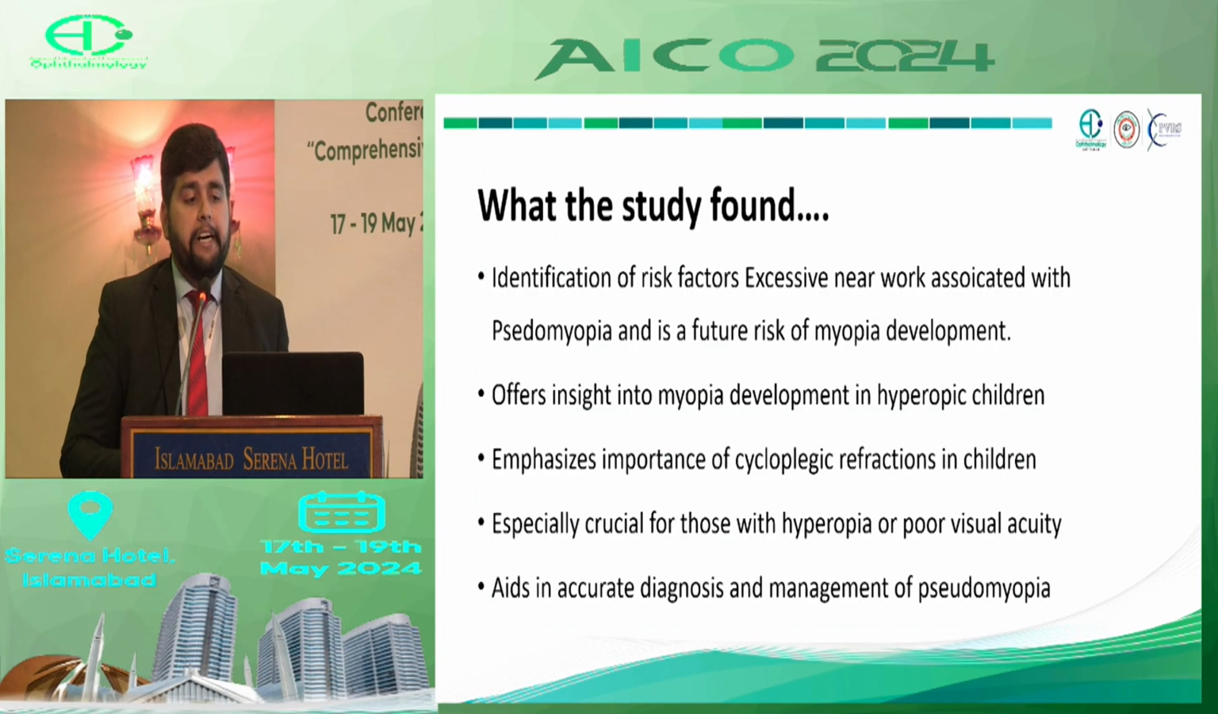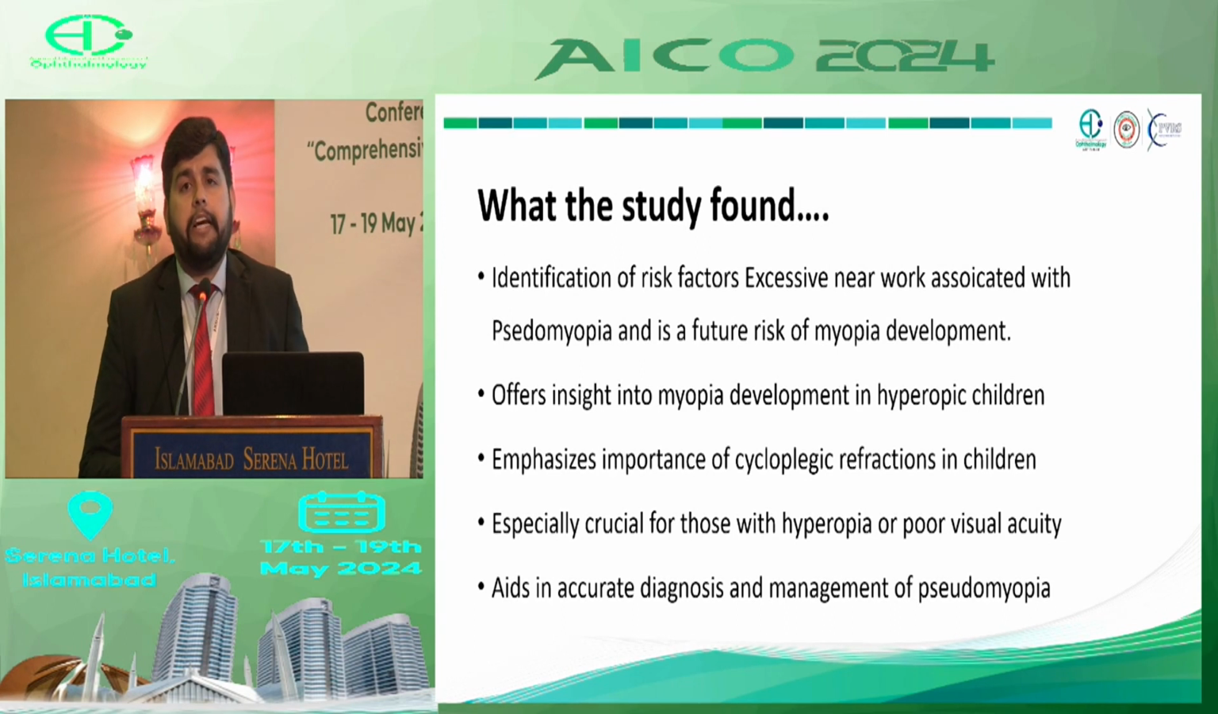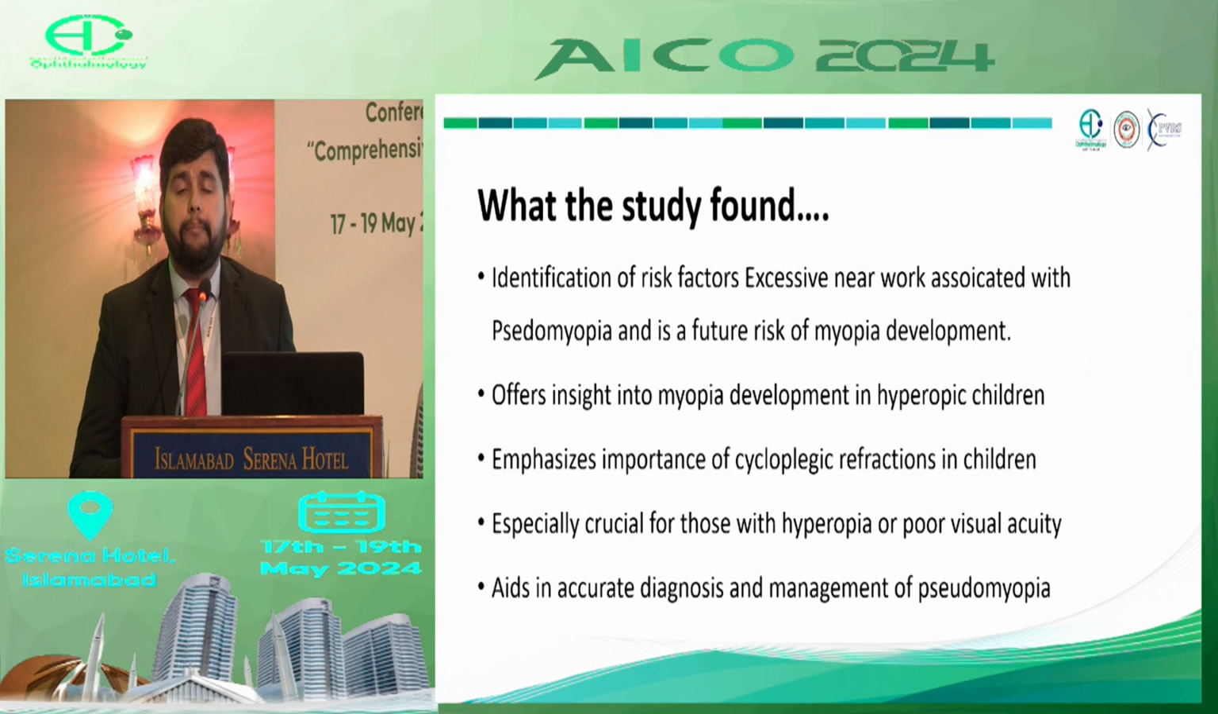What we found from the study, and as recent studies show, is that pseudomyopia itself is an independent risk factor for developing myopia. So if we identify pseudomyopia at an early age, we can prevent the incidence of myopia. It offers insight into myopia development in hyperopic children, because hyperopic children use their accommodation for distance vision. While they are using their vision for near, they use an extra amount of accommodation that leads to pseudomyopia in prolonged work. It emphasizes the importance of cycloplegic refraction in children.